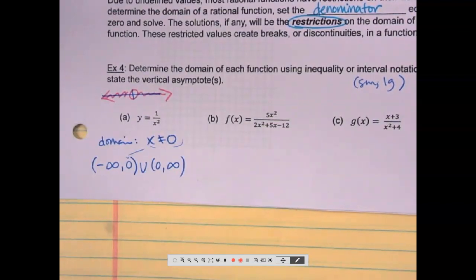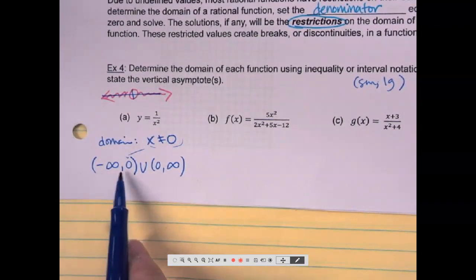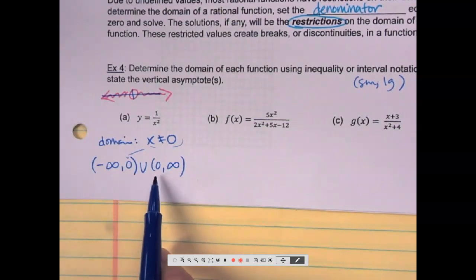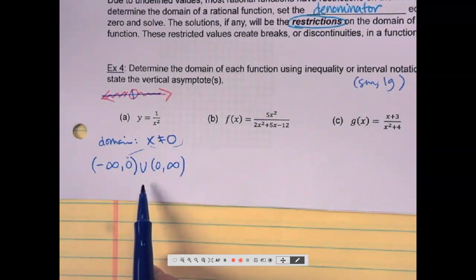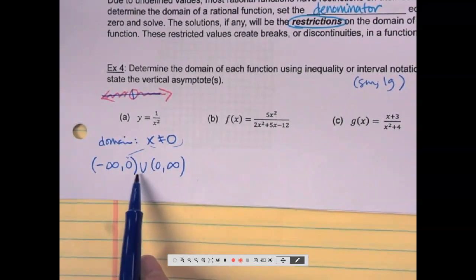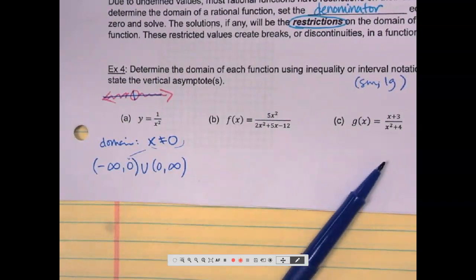Union means together with. So it could be from negative infinity up to 0, but not including it, and also from 0 to infinity. Notice technically I've skipped 0 because I used parentheses. If you want to include something, use a square bracket.